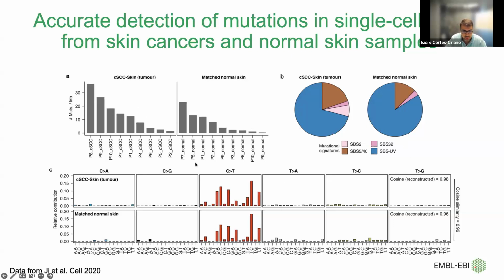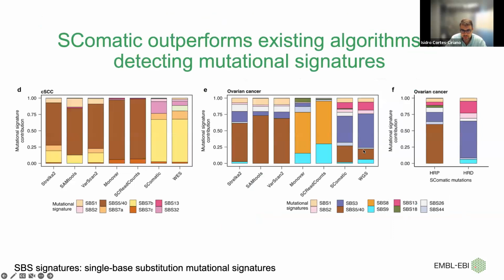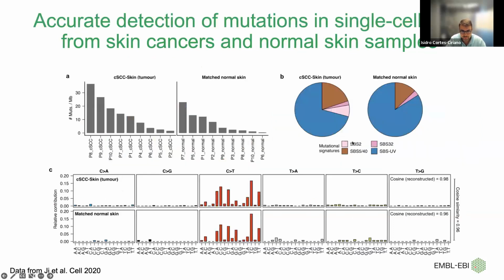Going back to the analysis of signatures, we can see here the mutational spectra corresponding to the mutations detected using SOMATIC in the tumor and the normal skin, and the similarity is very high, corresponding to the UV light mutational spectrum.